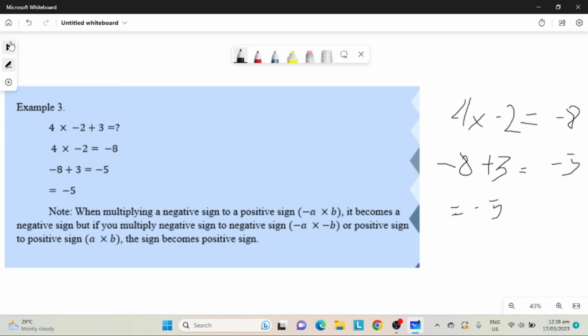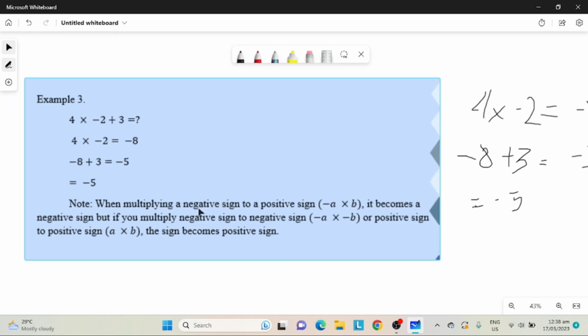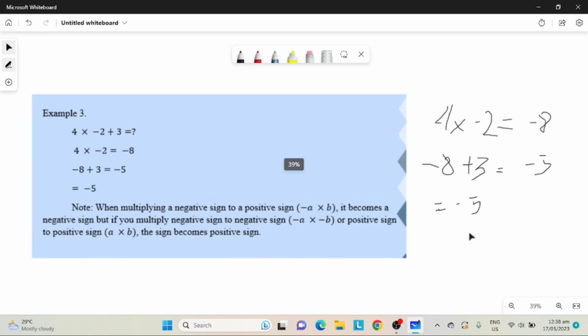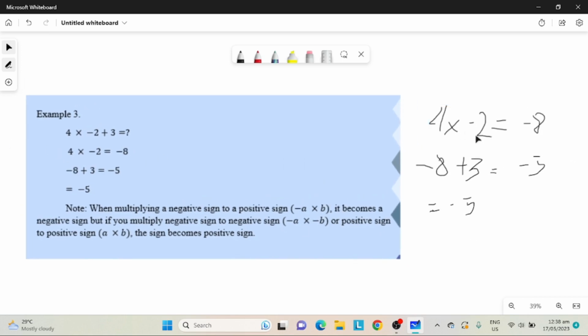There are answers that could be negative. So take note, when multiplying a negative sign to a positive sign, it becomes a negative number. But if you multiply a negative sign to a negative sign, it becomes a positive. And also positive times positive, the number becomes positive. So recap: 4 times negative 2 is equal to negative 8. Then negative 8 plus 3 is equal to negative 5. The answer is negative 5.